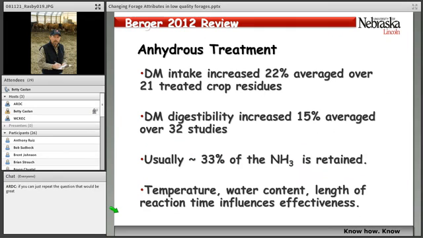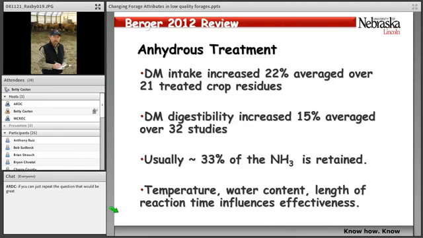With anhydrous treatment, when you take a look at the data, dry matter increases about 22% as compared to non-treated residue. Digestibility increases about 15% as compared to non-treated residue. Because you add anhydrous, you'll get an increase in nitrogen in that ammoniated wheat straw or low-quality forage. So you'll see the protein content, if you put it through an NIR analysis, will also increase.